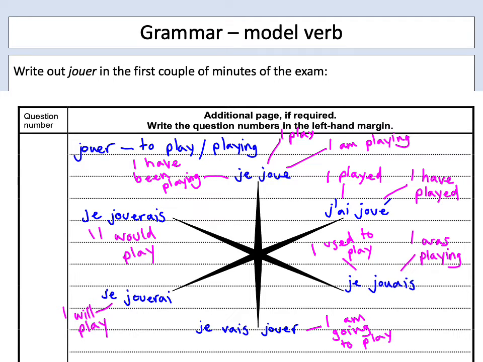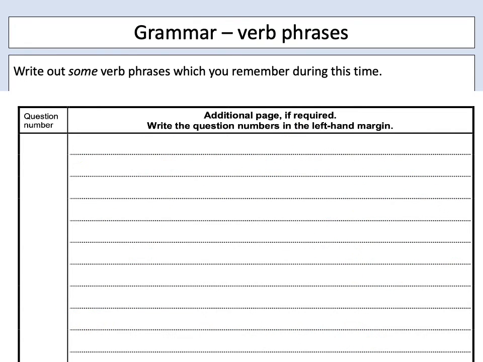So this is our model verb, regular ER verb. It's going to follow the pattern. It's going to do everything that we would expect it to do. I've just done it in the je form there. In some revision materials that I've given you, I've included the nous form as well. So you make a punt at how you want to do it. You make that decision.